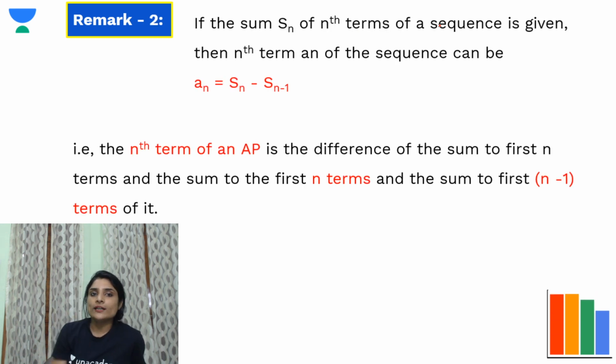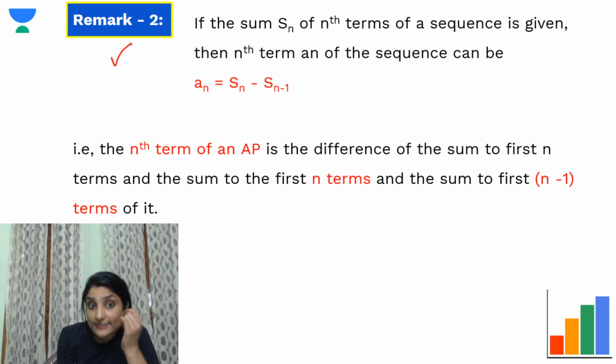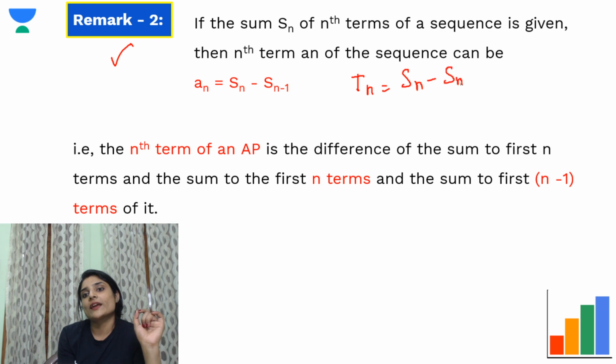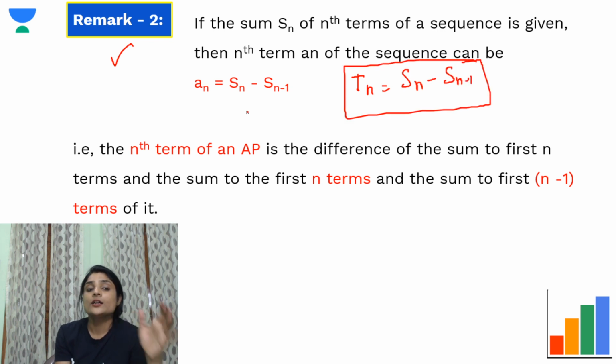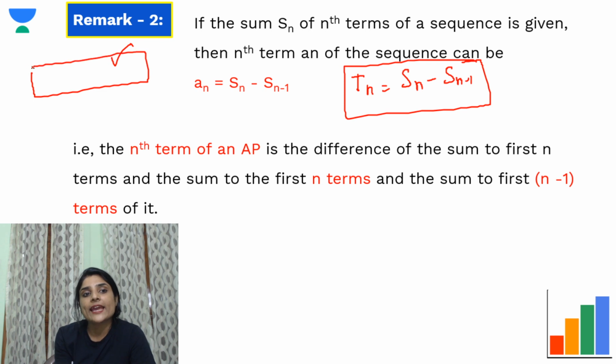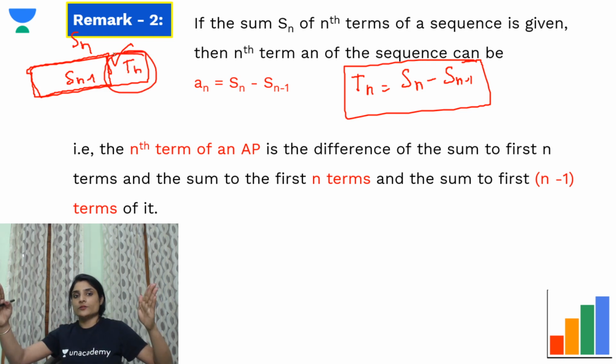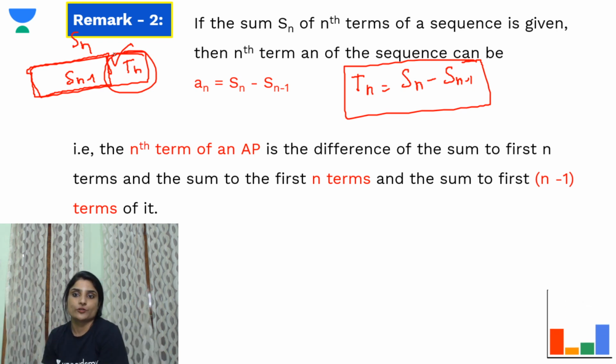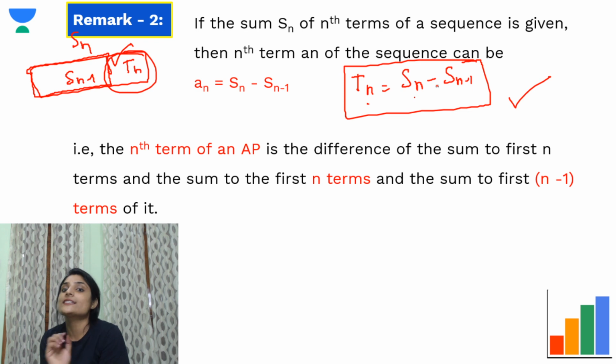So let's move forward. One more remark is that An, that is Tn, is equal to Sn minus S(n minus 1). This is one of the very important results because if you subtract the sum of n minus 1 terms from the sum of n terms, you will get the last term. If you subtract the sum of 6 terms from the sum of 7 terms, you will get the 7th term. So you can directly apply this if you want to calculate Tn and Sn is given.